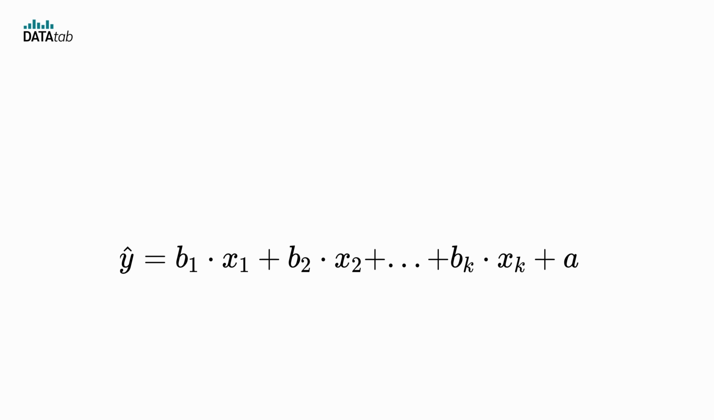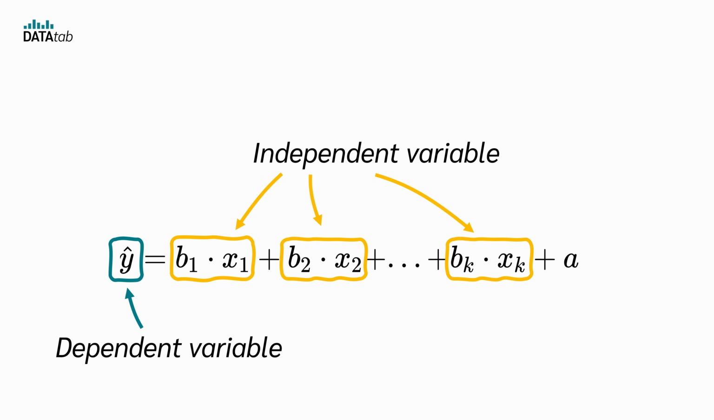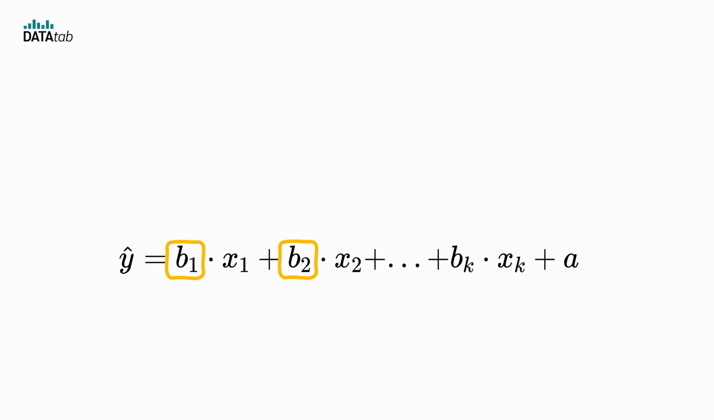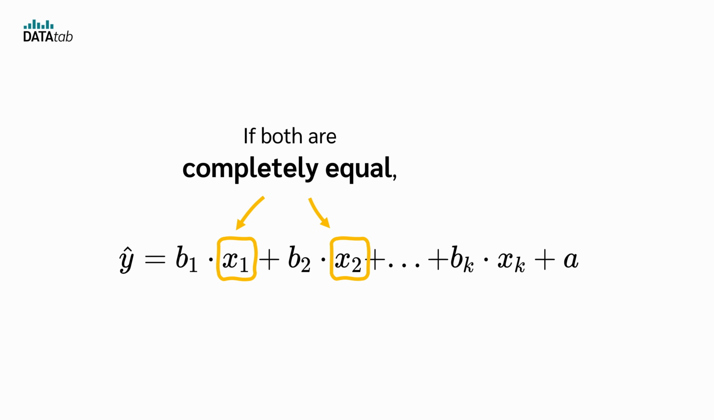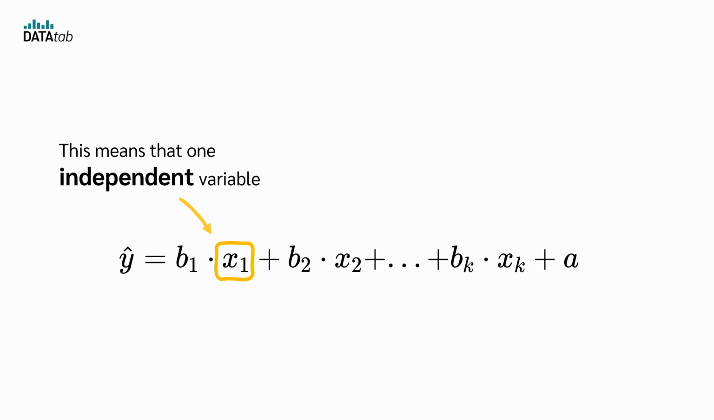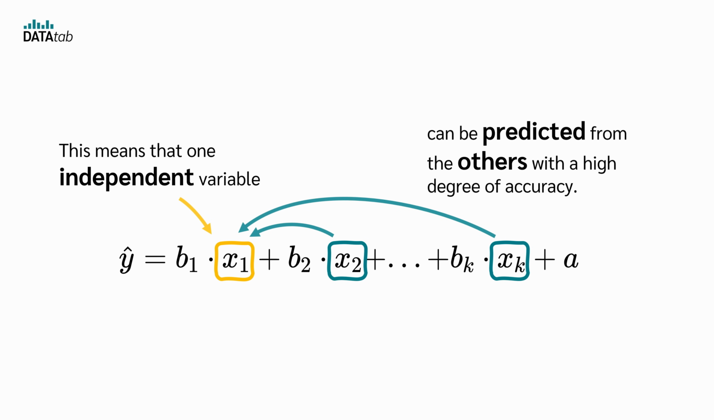Let's look at the regression equation again. We have here the dependent variable and there the independent variables with the respective coefficients. For example, if there is a high correlation between x1 and x2, or if these two variables are almost equal, then it is difficult to determine b1 and b2. If both are completely equal, the regression model cannot determine how large b1 and how large b2 should be. This means that one independent variable can be predicted from the others with a high degree of accuracy.